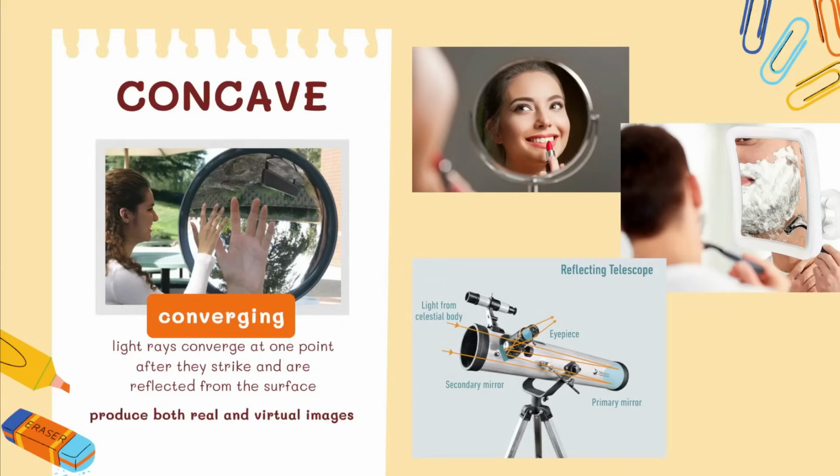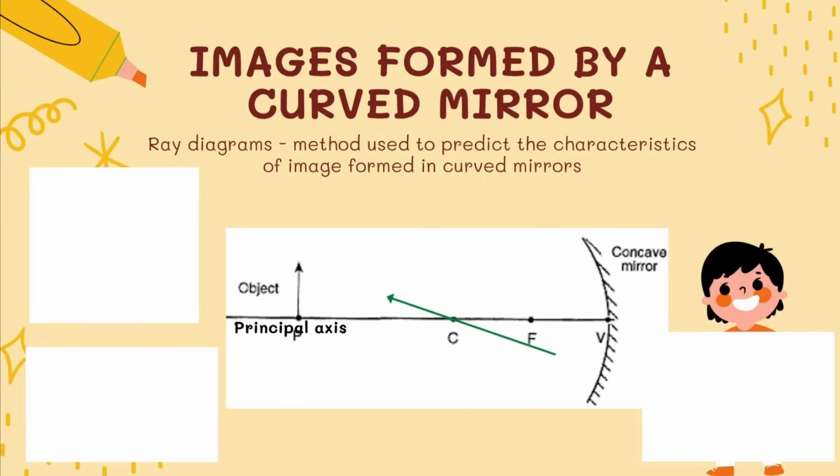Concave mirrors produce both real and virtual images. It depends on where the object is situated. Kasi yung object, pwedeng ilagay mo yan ng malapit sa mirror, pwedeng malayo, and depende pa kung ano yung measurement niya, yung distance niya, exact distance niya from the mirror. So how do we identify that?